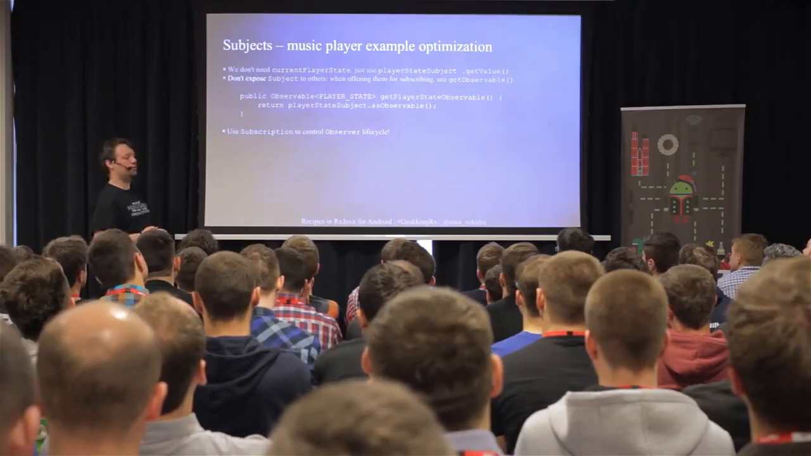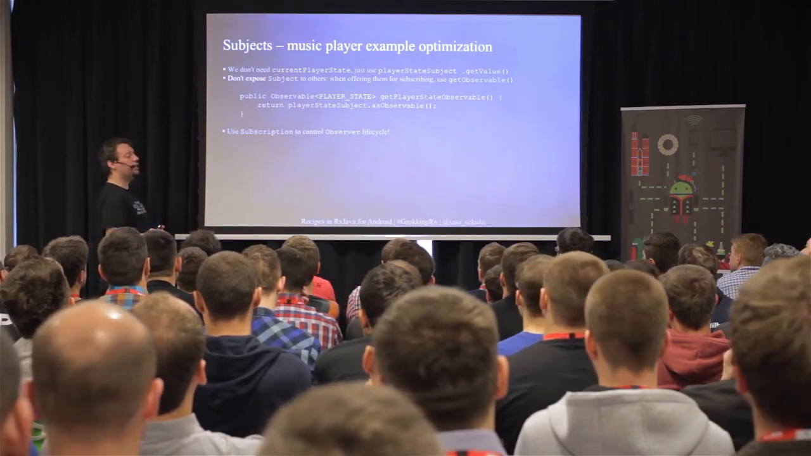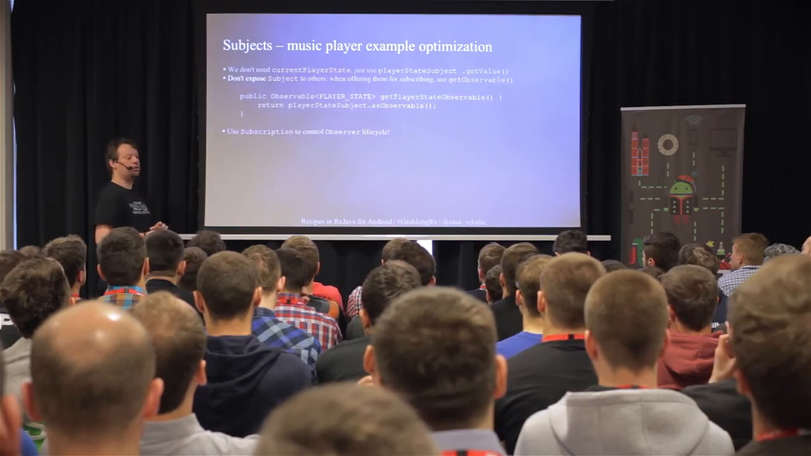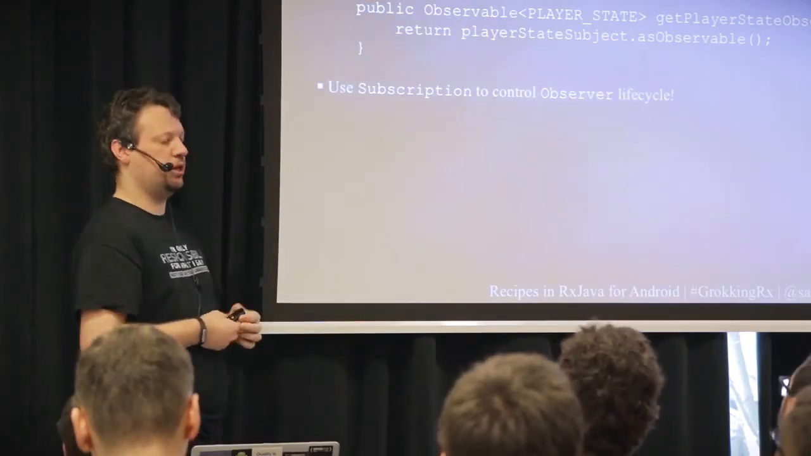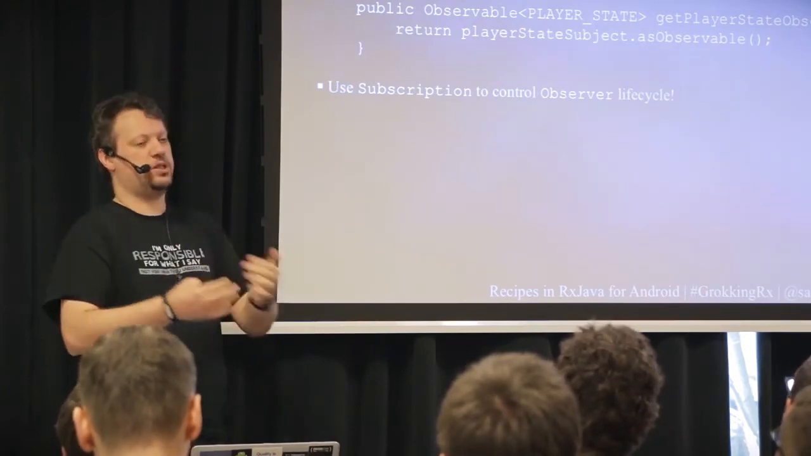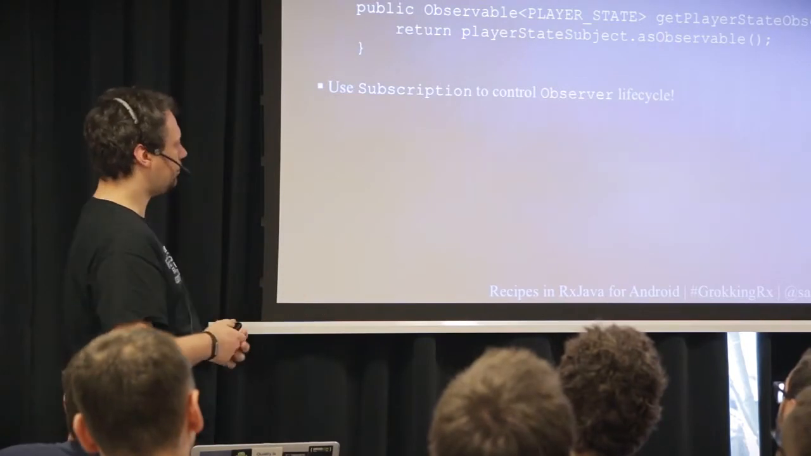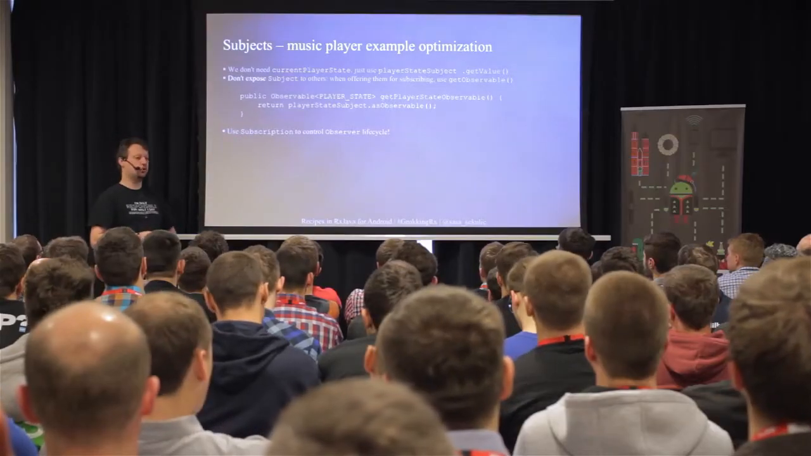Also, we have used a subject, so this is an internal subject, so that's nice. If you want to expose that subject to somebody else, usually you don't want them to be able to send values to it. So you can just call asObservable, and it will behave as a normal observable. So you will still have your observer there, but it will just react to the values. And one important thing: you can use a subscription to control the observer lifecycle.